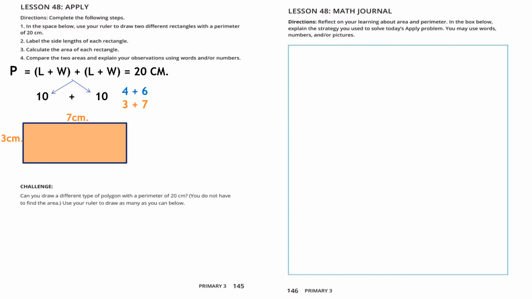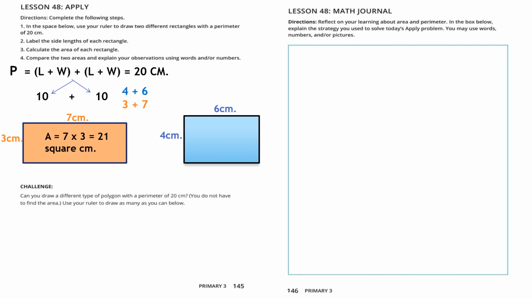Let's draw the next one, 4 plus 6. So the length is 6 and the width is 4. Now let's find the area of each one. The area here equals what? We said before the area of a rectangle equals length times width. So it will be 7 times 3 or 3 times 7 equals 21 square centimeters.